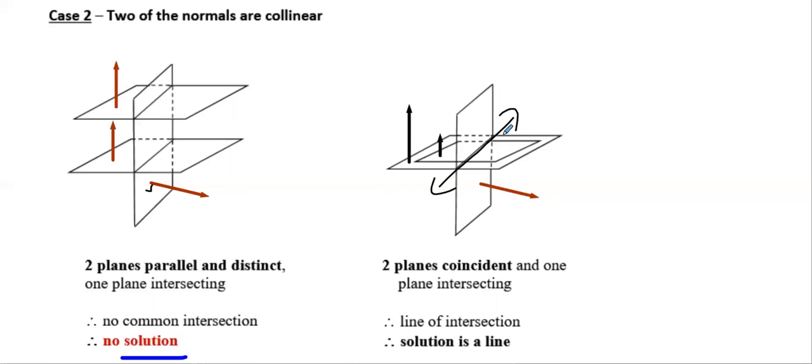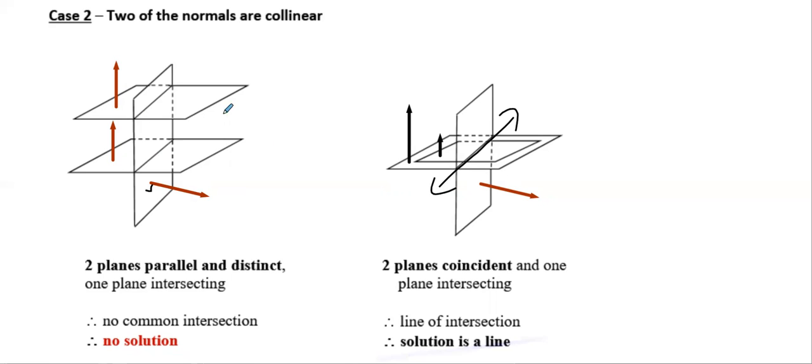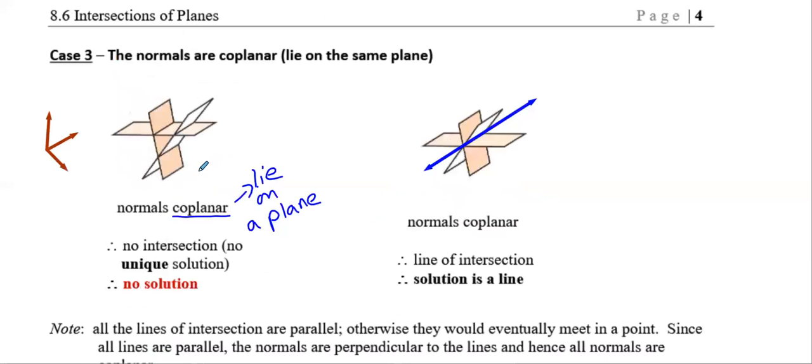In this situation where two of the planes are coincidental and the one is not parallel to it, then there is a line of intersection. Okay, so the solution is a line, much like in the two-plane case. Okay, so how do you determine all of this? Well, we're going to take a look at that. We have a bunch of examples to get through. It's just a matter of trying to get the visualization here.